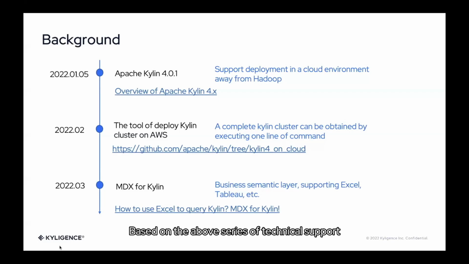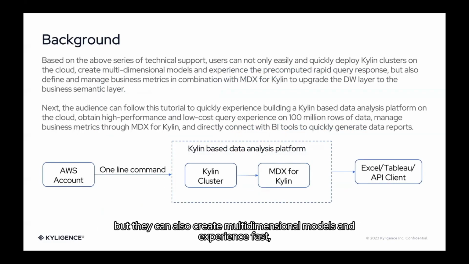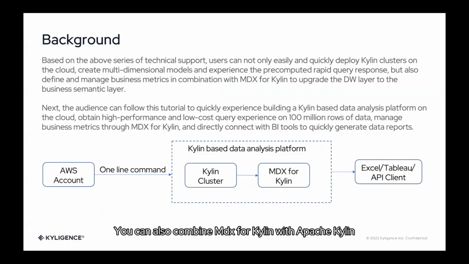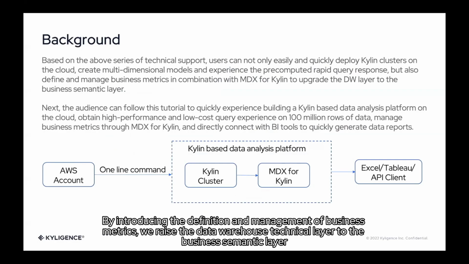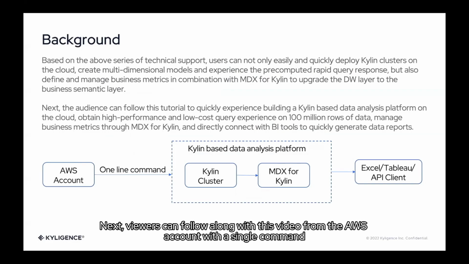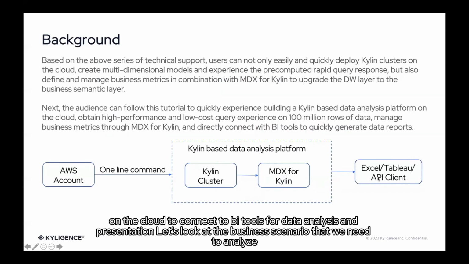Based on the above series of technical support, not only can users easily and quickly deploy Kylin clusters on the cloud, but they can also create multidimensional models and experience fast, pre-computed query responses. You can also combine MDX for Kylin with Apache Kylin. By introducing the definition and management of business metrics, we raise the data warehouse technical layer to the business semantic layer. Next, viewers can follow along with this video from the AWS account with a single command to build a data analysis platform on the cloud to connect to BI tools for data analysis and presentation.